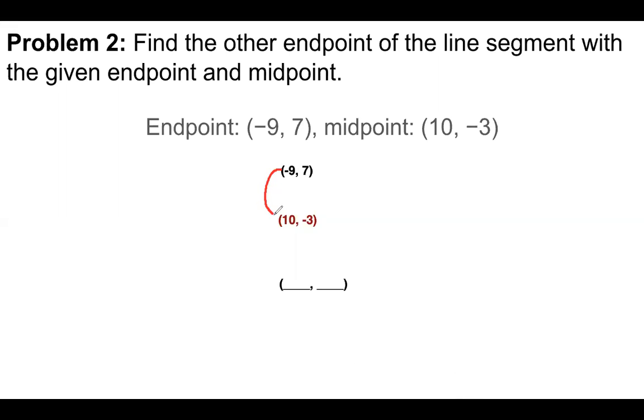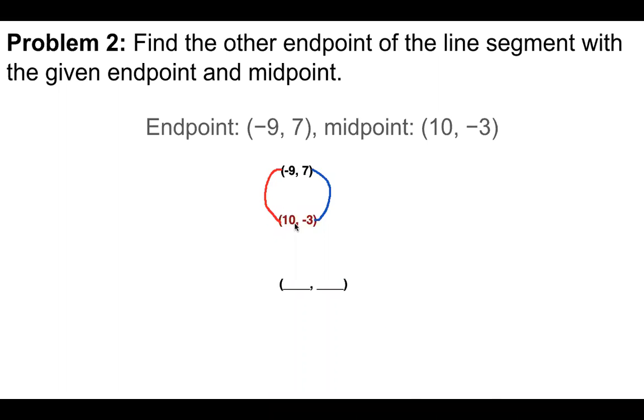So we have one bridge here and one bridge here. Our first bridge is going from -9 to +10. Now, because it's going from a negative to a positive, I know that it's going to have to be getting bigger. So there's going to be some addition involved.